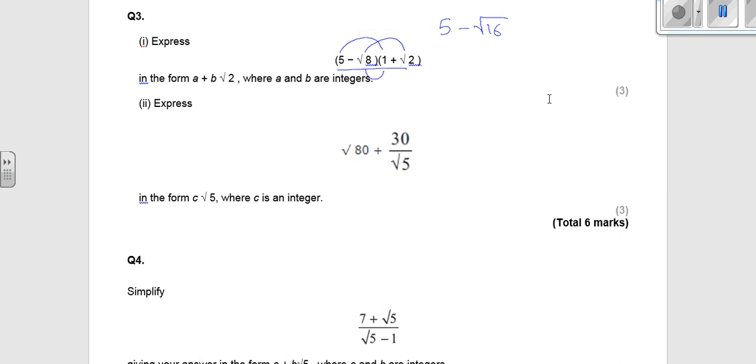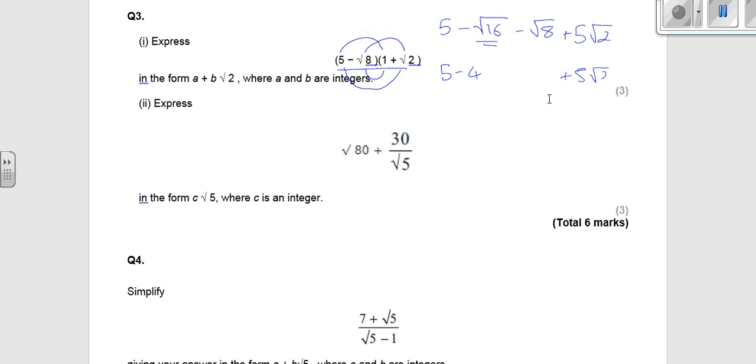Then we've got minus root 8 times 1, so that's going to be minus root 8. Then you've got 5 times root 2, so that's going to be plus 5 root 2. And getting that right gets you your first mark. Now, square root of 16 is 4. So let's just write it down as 5 take away 4, so that we show that we know what we're doing.